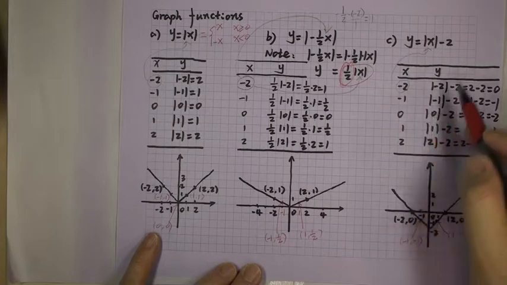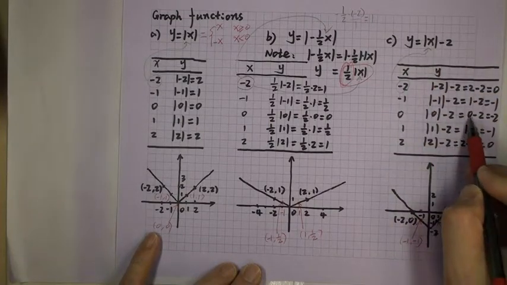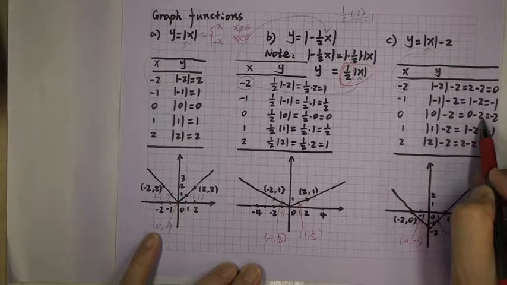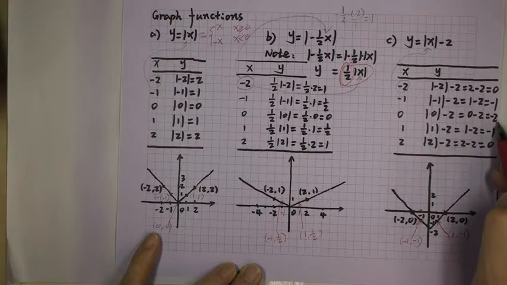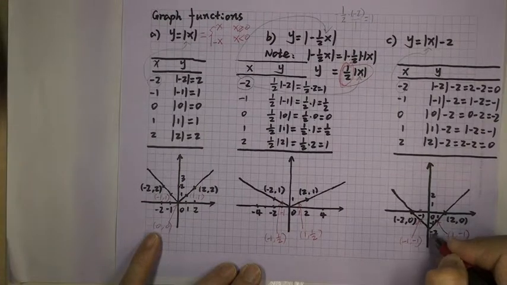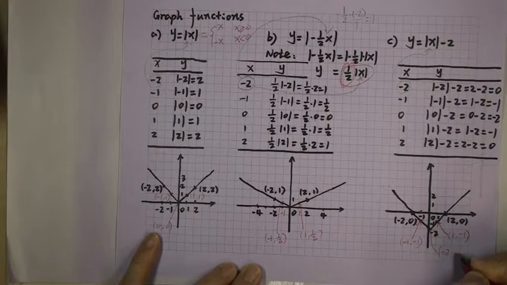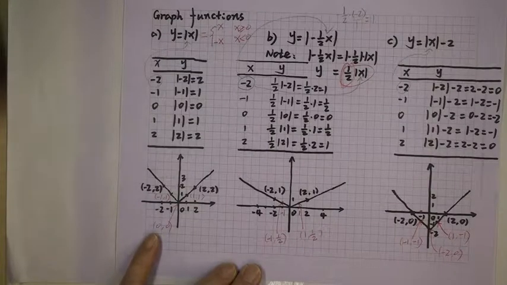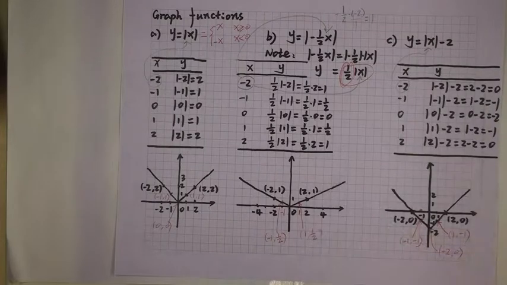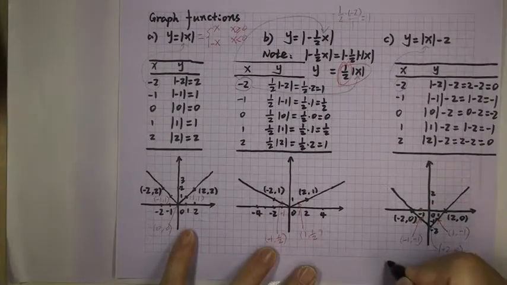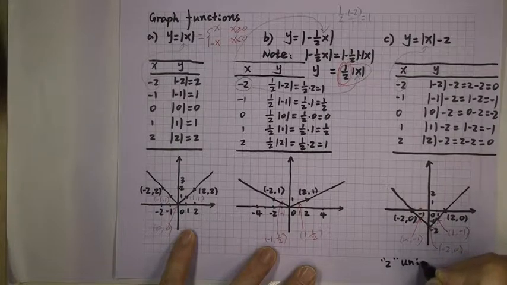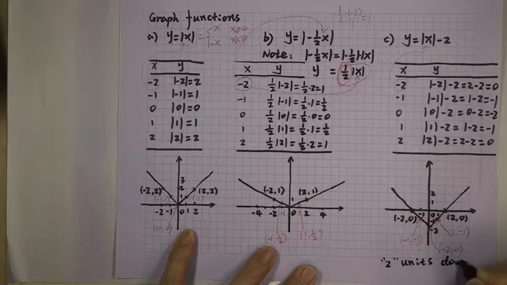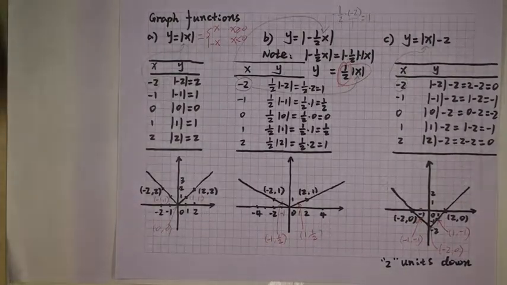And then you plug in 0 here. The absolute value of 0 is 0, you all the time subtract 2, and 0 minus 2 is negative 2, so that will be this point, 0, negative 2. So basically, this graph is 2 units down from the first one. Please review those 3 examples. I'll see you next time.